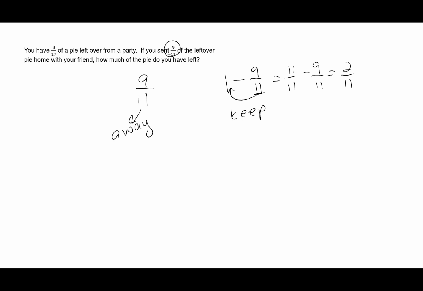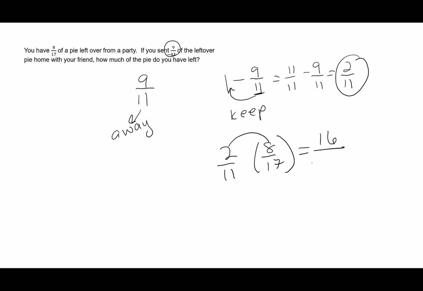And maybe this is a number you can do quickly in your head. You're like, oh, I gave away 9, it means I kept 2. You're just subtracting from 11. So I'm keeping 2 over 11 of 8 over 17. 2 times 8 is 16. 11 times 17 is 187. I cannot reduce that. That is where I have to leave it. Remember, you could go to Desmos, put it in to see if you can reduce it that way. There are other ways to reduce.